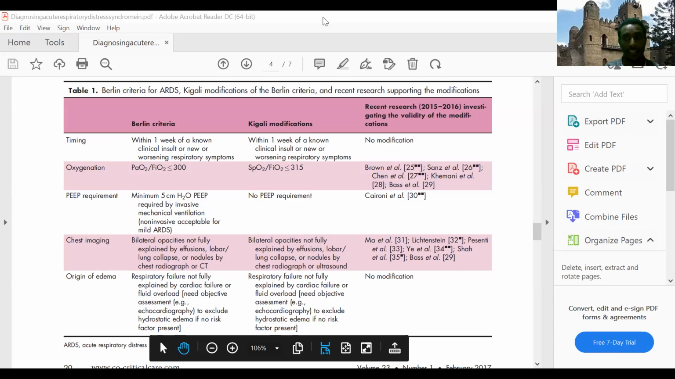That is a modification. So we have two modifications in general. That is the use of ultrasound in place of CT scan to detect bilateral lung infiltrates, and the use of the SpO2/FiO2 ratio rather than the PaO2/FiO2 ratio in the Kigali modification. So this is what we need to apply in our setup. Okay.